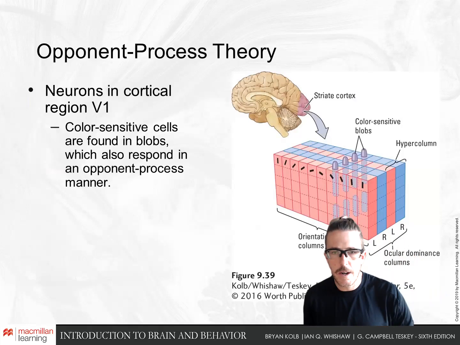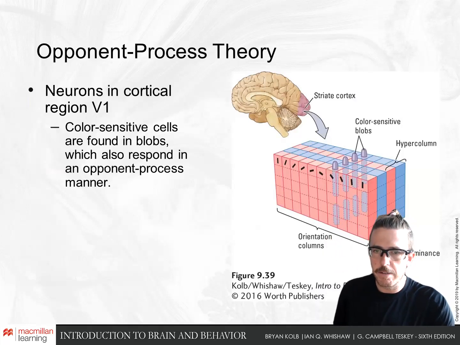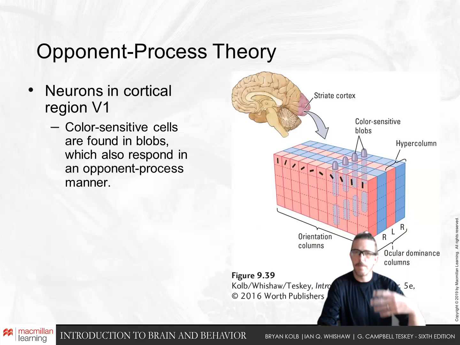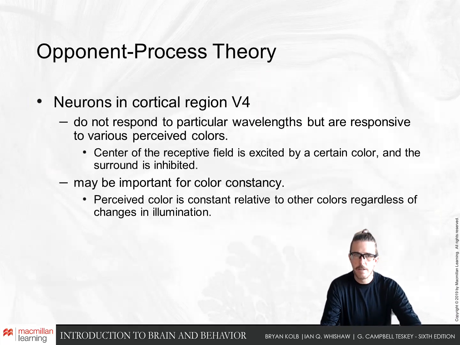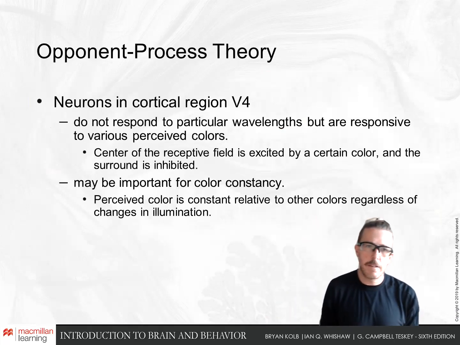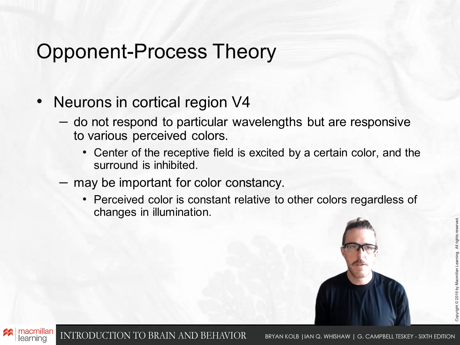So we saw from microscope images that these color sensitive neurons are kind of intermixed between these orientation and ocular dominance columns, and they're represented in these blobs. So there's color sensitive cells found in the blobs of V1, which also have opponent processing, so that they'll represent how red versus green, or how blue versus yellow, or how black versus white something was. Next, this information about color moves to the cortical area V4.